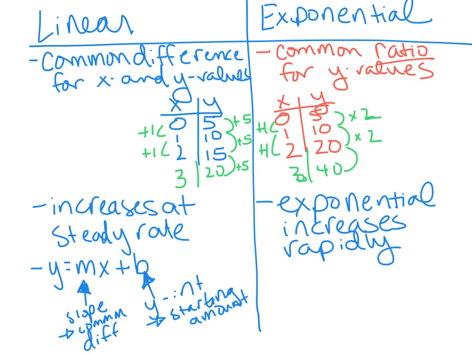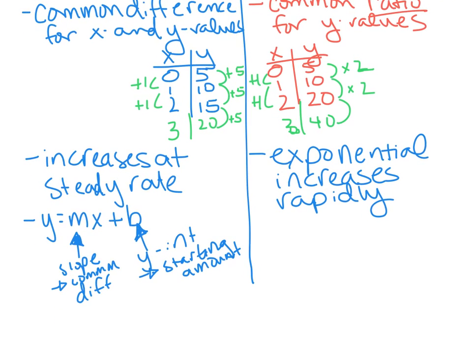So if we looked at the tables that we've got, my equation would be y equals 5, x will stay an x, and then from the table again, your y-intercept is where your x equals 0, so your starting amount would be 5 again. So the linear equation for the relationship would be y equals 5x plus 5.